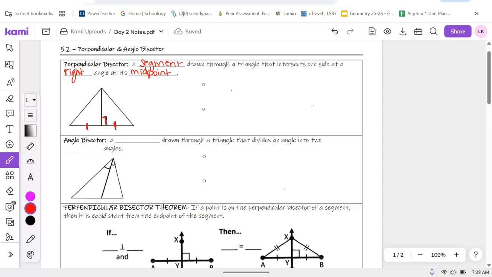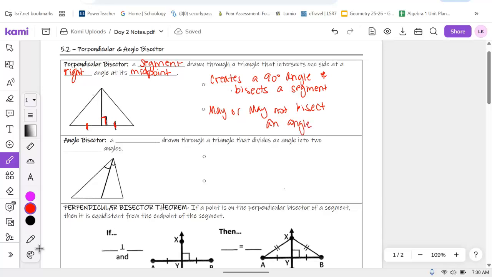So what we know about this, it creates a 90-degree angle and bisects a segment. It may or may not bisect an angle. Okay, we can't guarantee that.